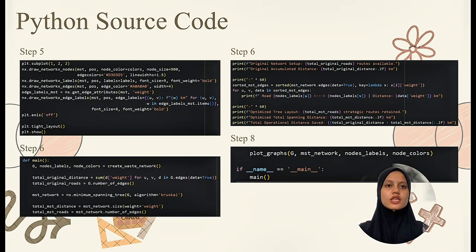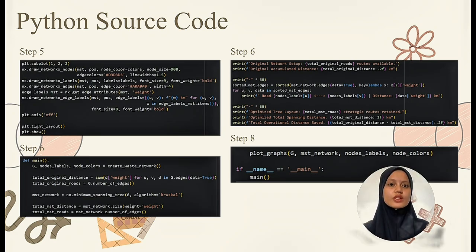And in step 6, we write our main execution block. The code automatically calculates the initial distance matrix for our messy unoptimized map. We use the NetworkX minimum spanning tree function, specifying the algorithm Kruskal. This triggers the computer to automatically select the shortest routes while instantly breaking only any overlapping loops.